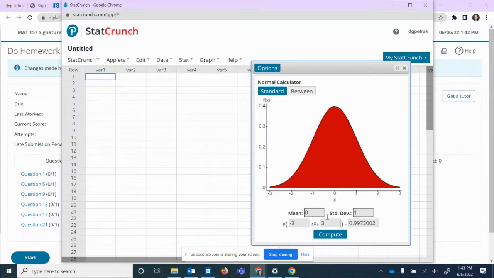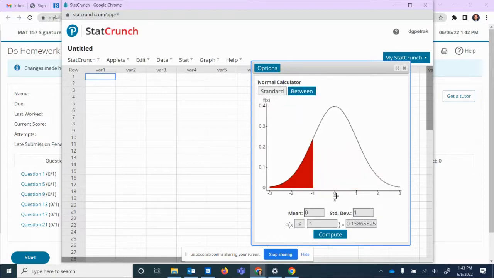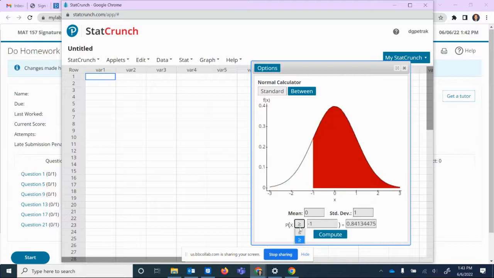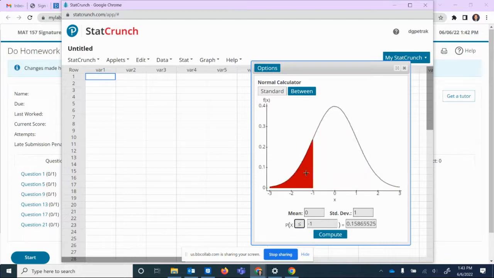My encouragement is to use the standard normal with mean 0, standard deviation 1. And then we can actually change the inequality if you want to go above or below and all that stuff. So I just suggest playing around with this calculator. What do you all think about that? Let me stop sharing for a second. Questions on what I just said there?